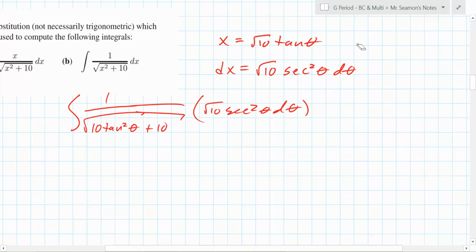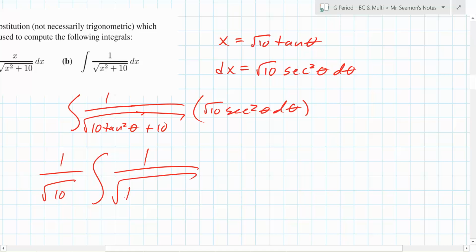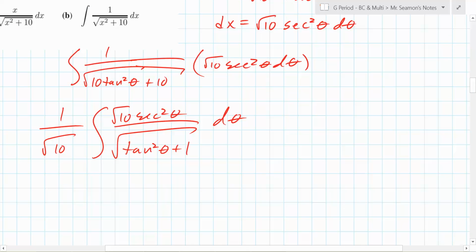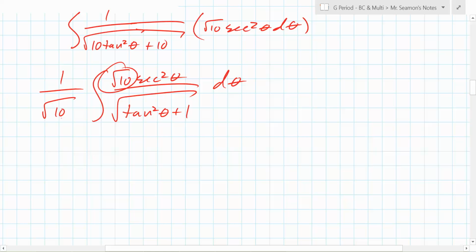Okay. Why does this work? What can you, quote unquote, factor out of the square root on the bottom? Well, it's going to be root 10, right? So what are you going to end up with? The square root of tangent squared plus 1. And then what do you have on top here? The square root of 10 secant squared theta, and you have d theta. What can you do with that square root of 10? You can cancel it with the one on the outside. So what are you left with? Secant squared theta over the square root of tangent squared theta plus 1 d theta.